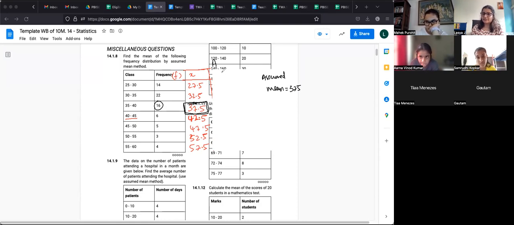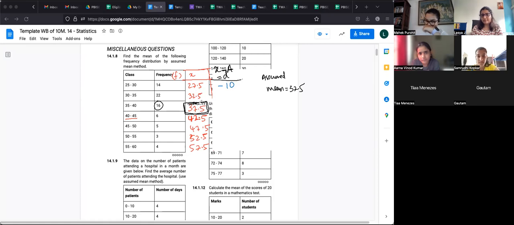Once you have assumed a particular value of mean, you need to calculate by how much each value is deviating. So deviations, D. D can be found out by subtracting x minus a. So what will the first deviation, x minus a, be? That is 27.5 minus 37.5, minus 10.